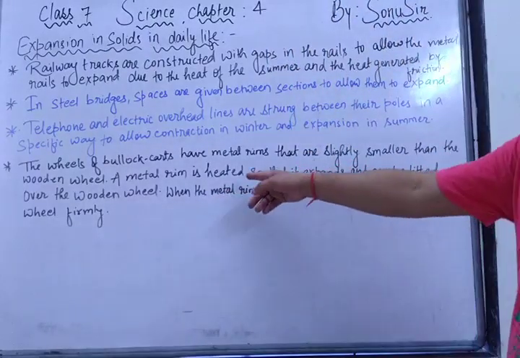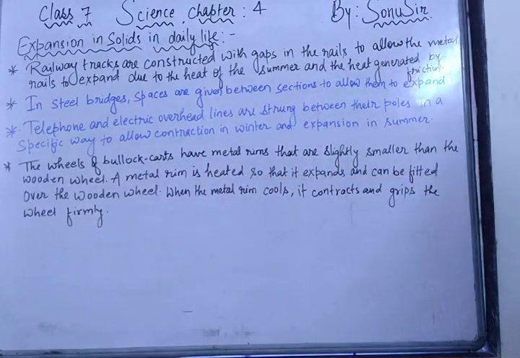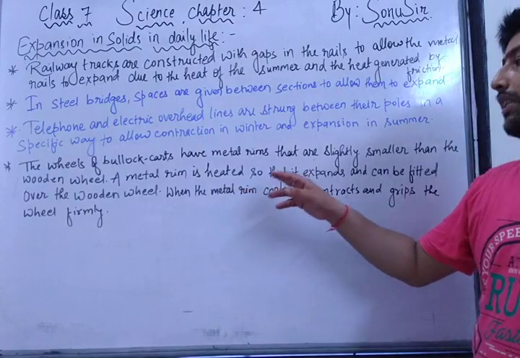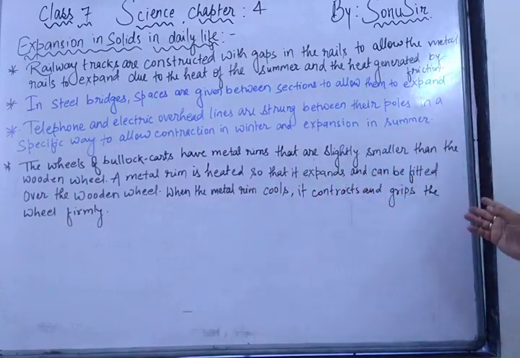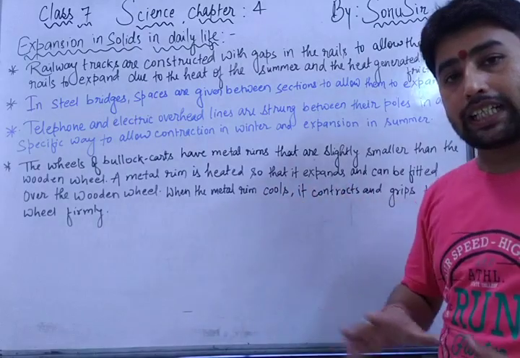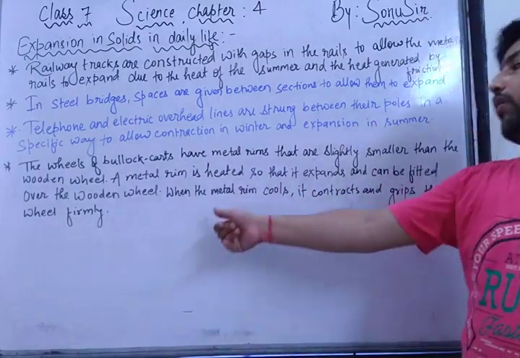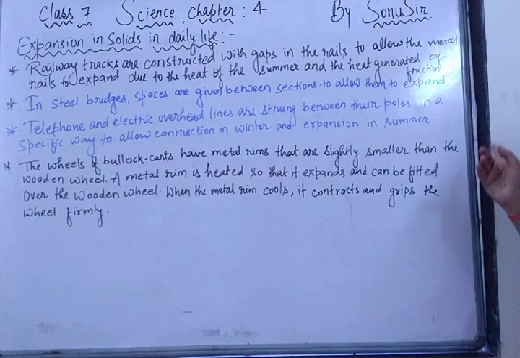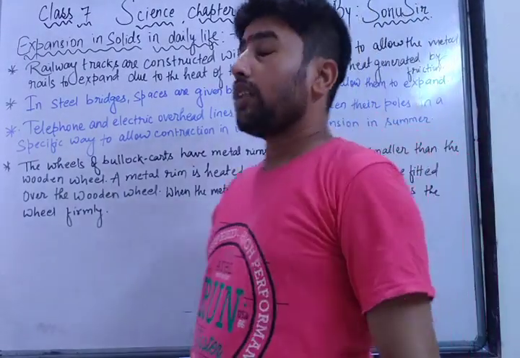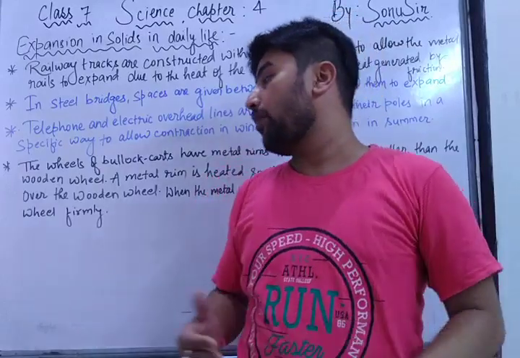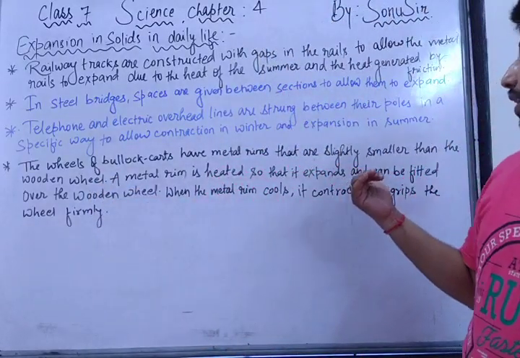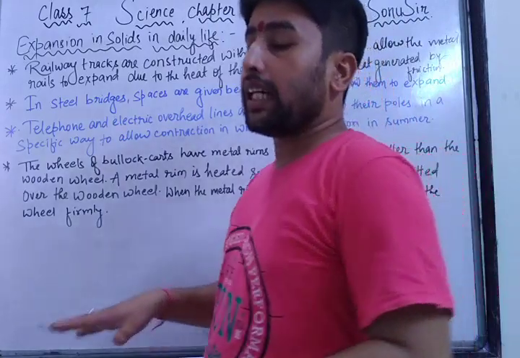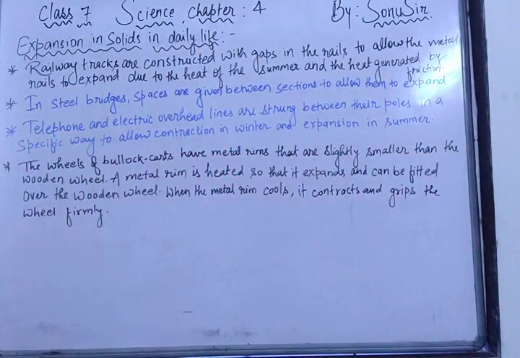So that is what is written: the wheels of the bullock cart have metal rims that are slightly smaller than the wooden wheel. A metal rim is heated so that it expands and can be fitted over the wooden wheel. When the metal rim cools, it contracts and grips the wheel firmly. As I have said, as it contracts, it grips the wooden wheel and is firmly fitted. So you have seen this. This was our topic, solids expand on heating.